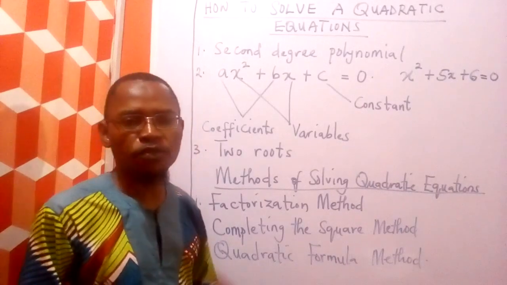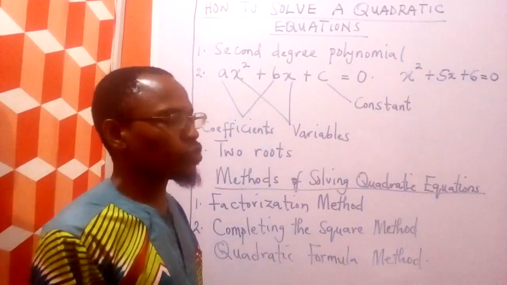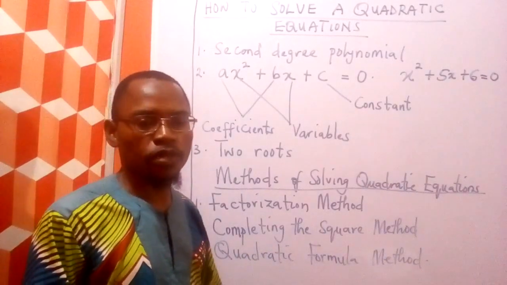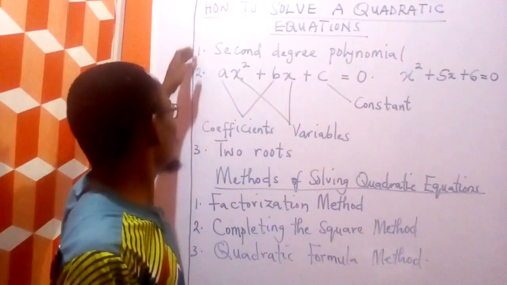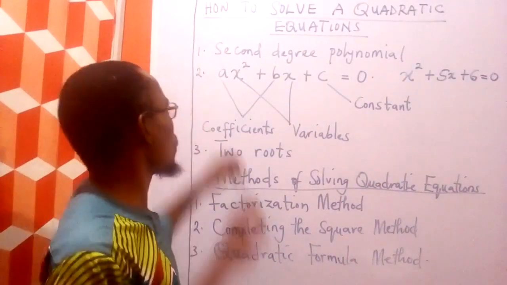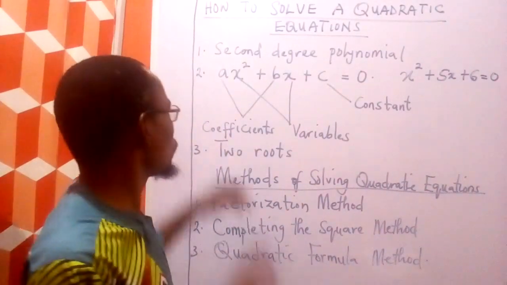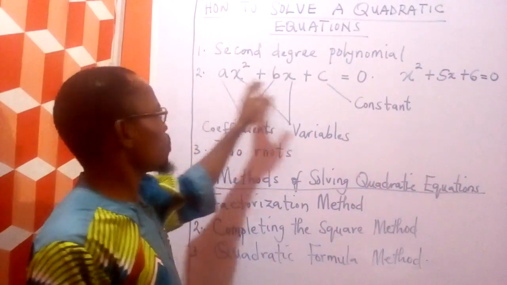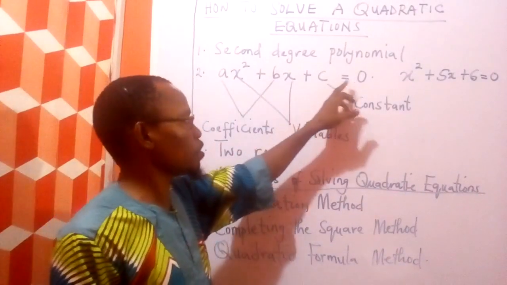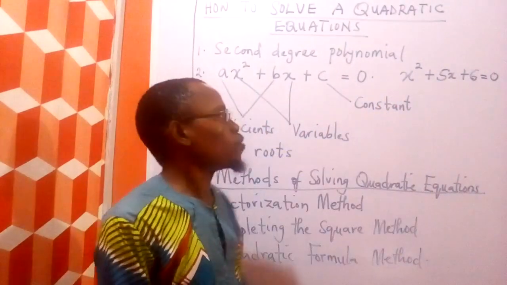But before we start looking at examples to solve, we want to just remind ourselves about the things you need to know about quadratic equations. We've listed three things. One, quadratic equations are second degree polynomials. Two, quadratic equations are represented in this form: ax squared plus bx plus c equals 0. And this is an example of how it will look.